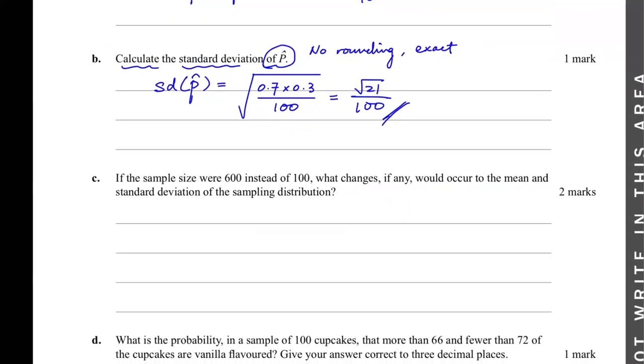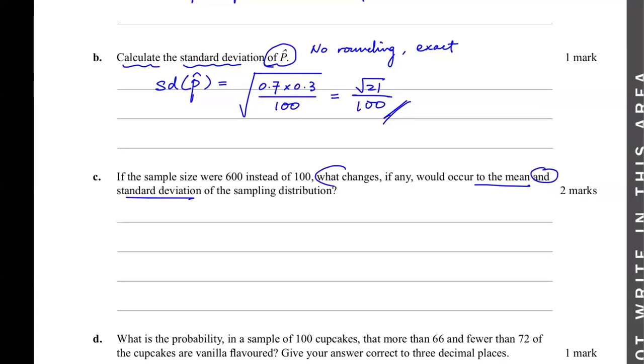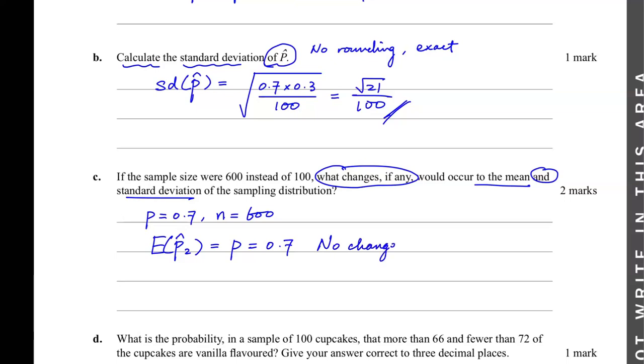If the sample size were 600 instead of 100, what changes, if any, would occur to the mean and standard deviation? What changes, if any? So if my p-value is 0.7 and my n value is 600, the expected value of p hat 2 is still 0.7. Make sure you comment on no changes or stay the same. But the standard deviation of p hat 2 is going to be root 0.7 times 0.3 over 600.